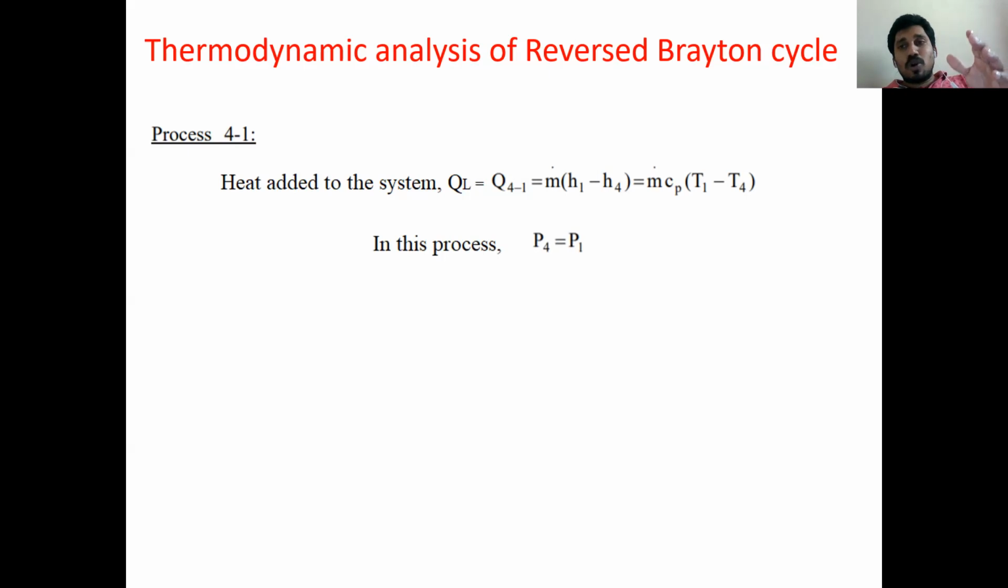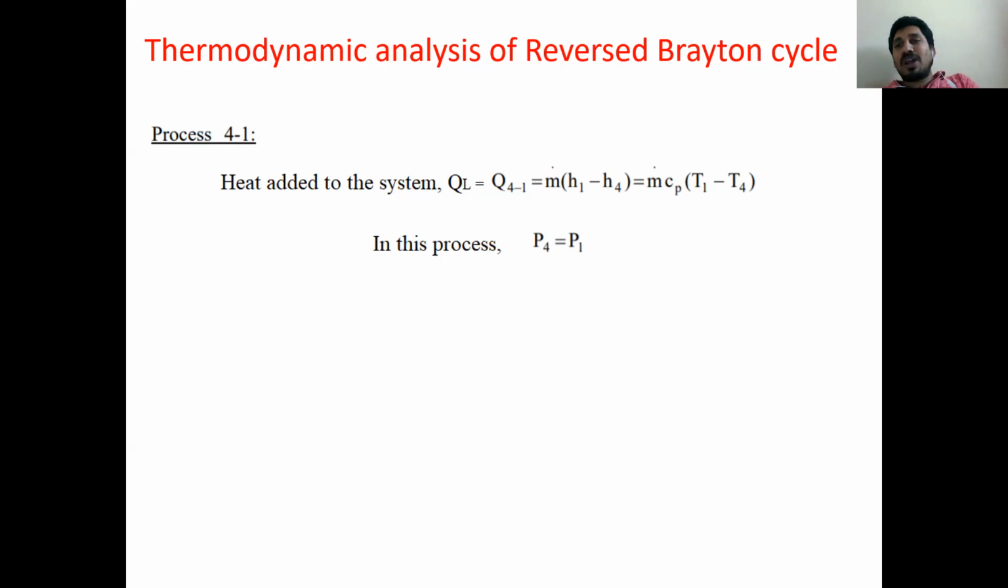So these are 4 processes in which we have 4 amounts of energy. First one is compressor work, process 1-2. In 2-3, the amount of heat rejected, QH. In process 3-4, the amount of power developed, that is W turbine. Process 4-1, heat supply to the system, QL. So these are the 4 processes.